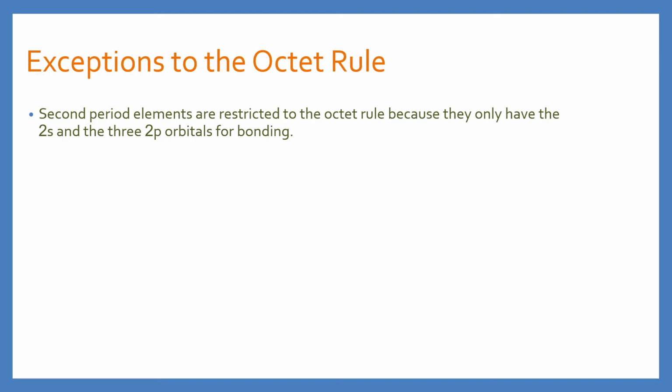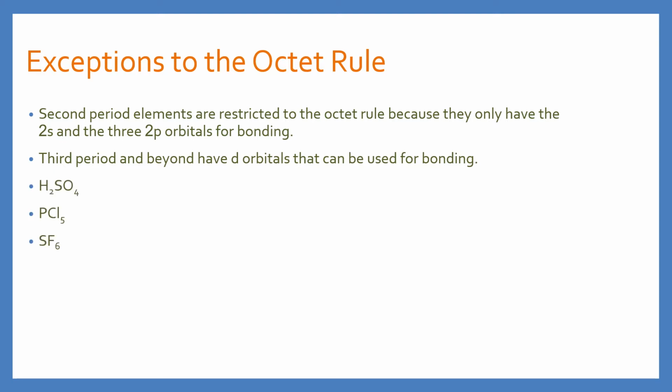So second period elements are restricted to the octet rule because they only have the 2s and the 3 2p orbitals for bonding. Remember, period refers to a row in the periodic table. So we're talking about the second row and up are restricted to the octet rule. But once you introduce the d orbitals, the 3d orbitals, you can start using those for bonding as well, and that means that you have some exceptions to the octet rule possible. So our examples are going to be sulfuric acid, phosphorus pentachloride, and sulfur hexafluoride. Notice none of these contain carbon.